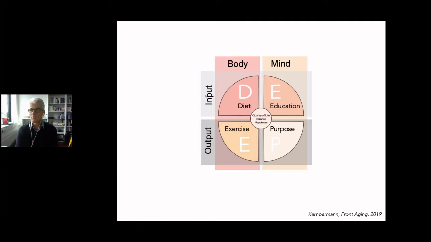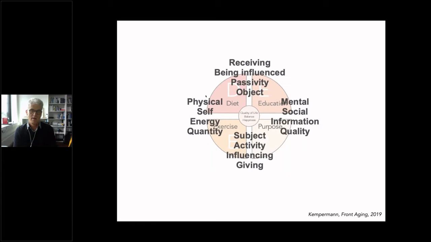They are not all addressing these questions from the same angle. They are sort of between physical and mental, self and social, energy, information, quantity, quality on one axis, receiving and giving, being influenced, influencing, passivity, activity, subject, object on the other. And you could come up with more. They are not exclusive and they are not strictly orthogonal here, but they describe a certain field of tension that is here.